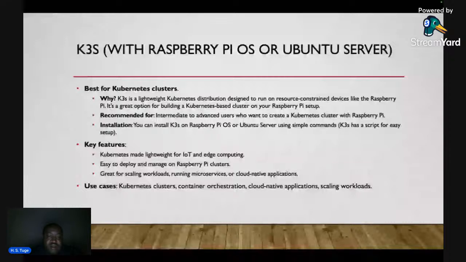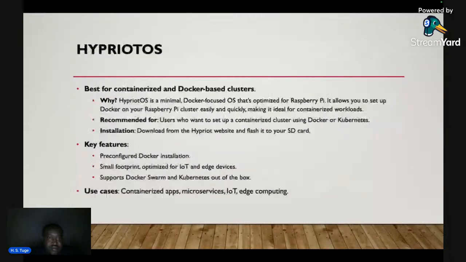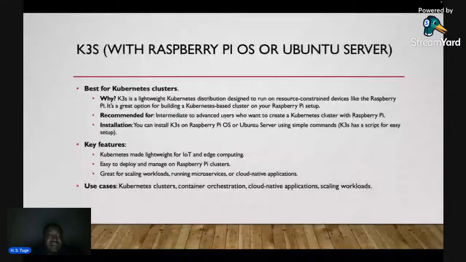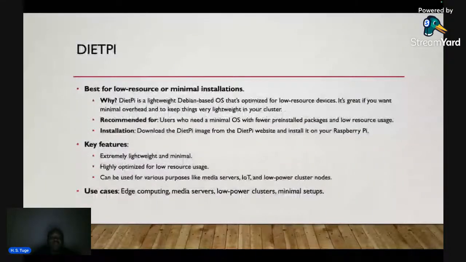Easy to deploy and manage on Raspberry Pi cluster. Great for scaling workload, running microservices or cloud native applications. Use cases: Kubernetes, container orchestration, cloud native applications, and scaling workload. Then there is the Diet Pi. Okay, there is the Diet Pi.